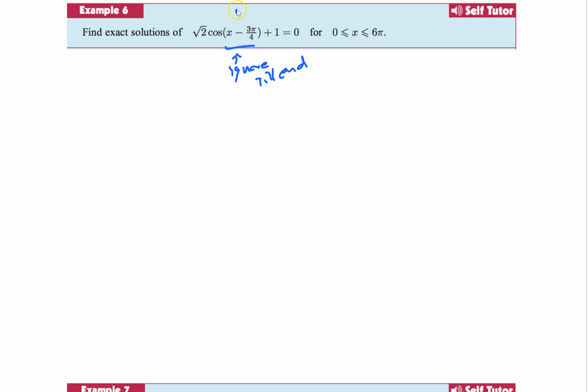Let's make this like it's a, most people use a u. So right now we have this: rad 2 cosine u plus 1 equals 0. Right? Just ignore it. Pretend it's not there. Solve it like normal. Subtract 1, divide by rad 2. So cosine u equals negative 1 over rad 2.